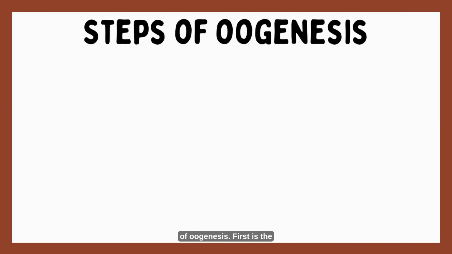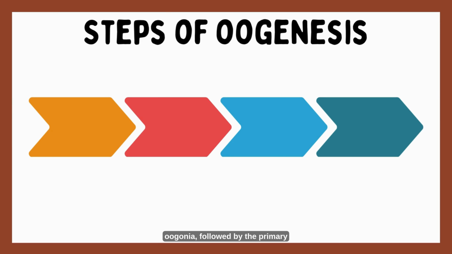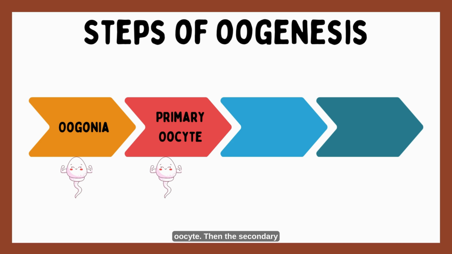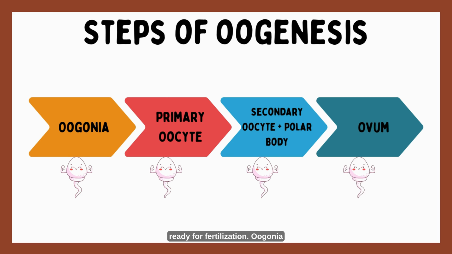Steps of oogenesis. First is the oogonia, followed by the primary oocyte, then the secondary oocyte, along with the first polar body, and finally, the mature ovum, ready for fertilization.